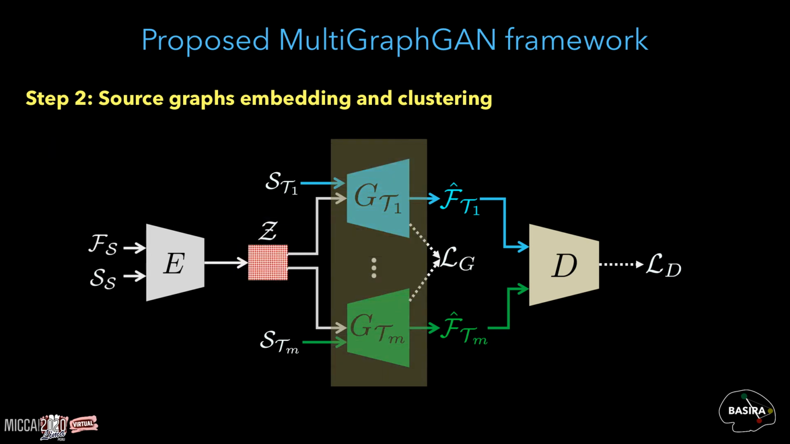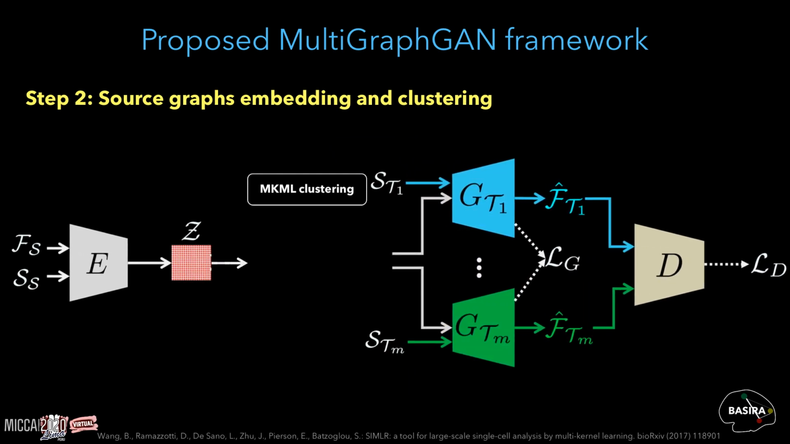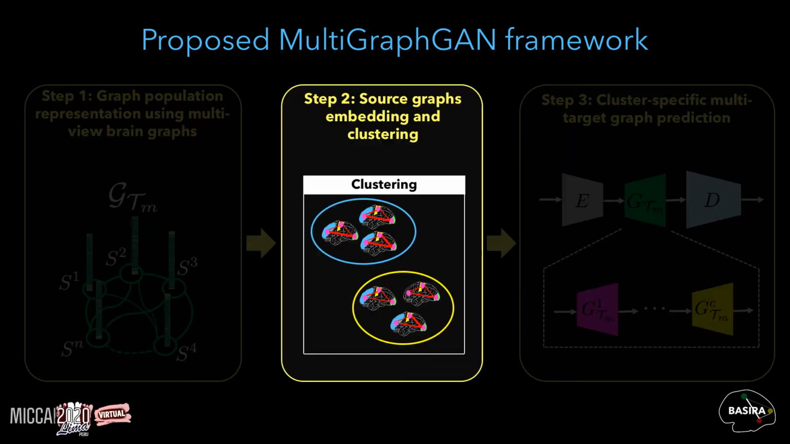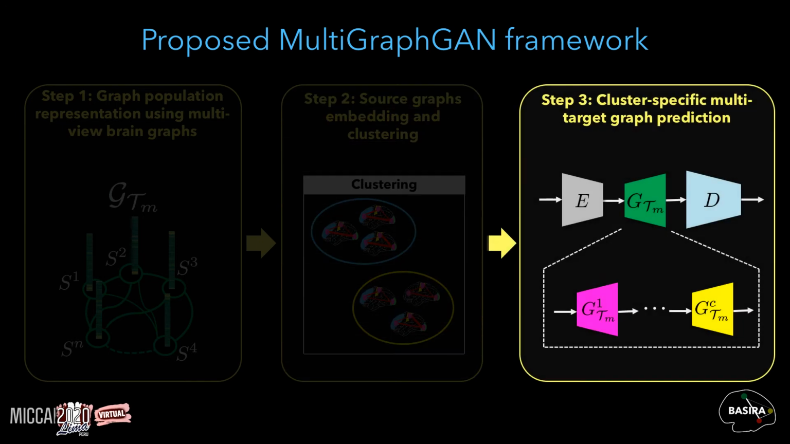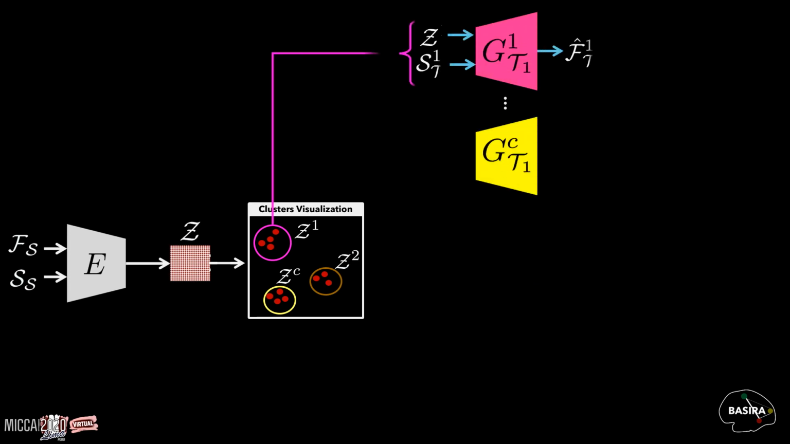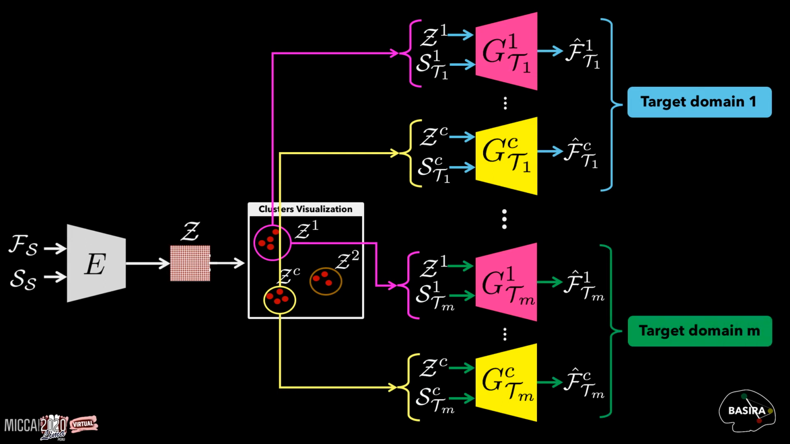However, in practice, such GAN generators do not handle the heterogeneity of the input data distribution. To solve this problem, we propose to first cluster the source graph embeddings Z into homogeneous clusters using MKML. To decode the resulting clustered embeddings, we propose in the next and final step a set of cluster-specific generators. Basically, instead of assigning a single generator for a target domain, we build C generators where each produces a graph approximating the target data distribution of a specific cluster.